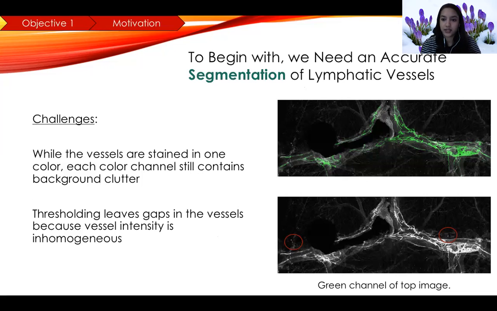Although the vessels are stained in only one color, channel separation is unfortunately not good enough to retrieve a good segmentation. Each channel still contains background clutter from the blood vessels and other cells. Shown here is the green channel of the top image, and circled are some bright cells that are still visible within the green channel. The intensity inside of the vessel is also inhomogeneous. We need a segmentation method that can remove background clutter without removing the vessel interior.